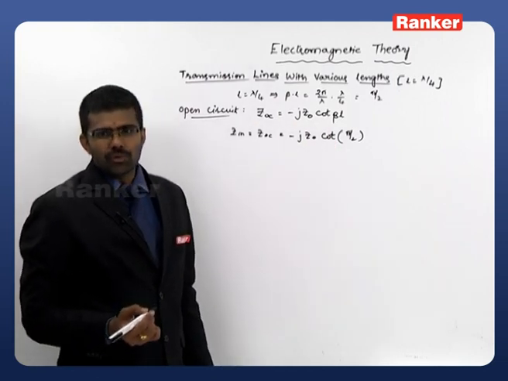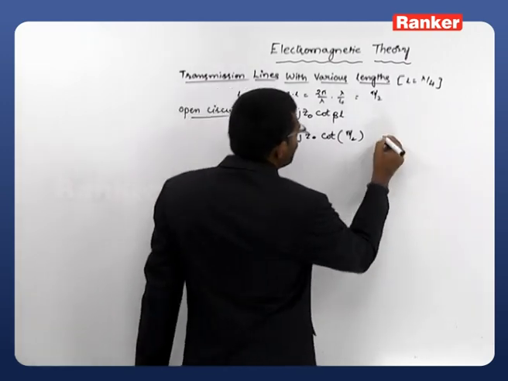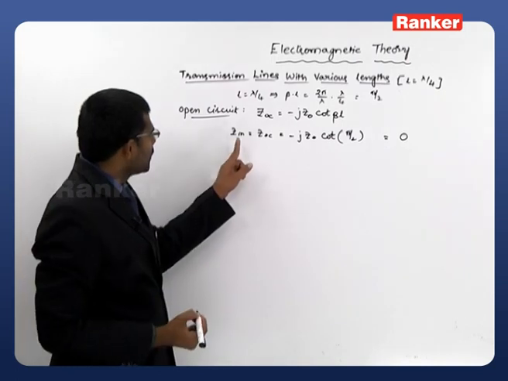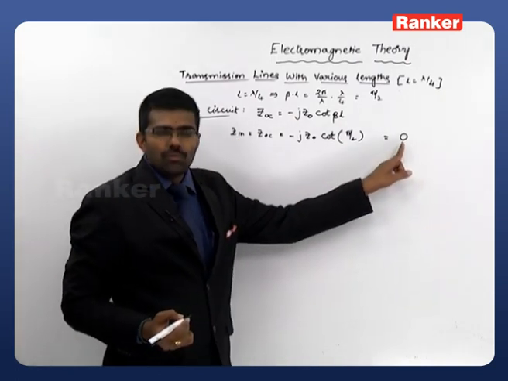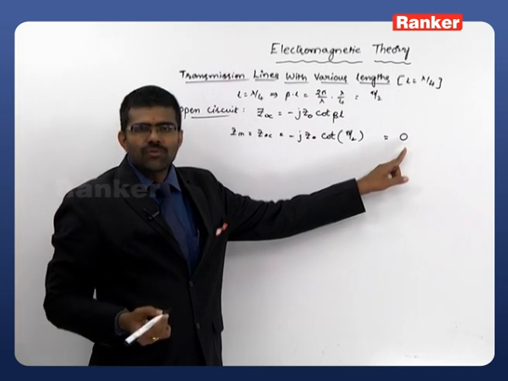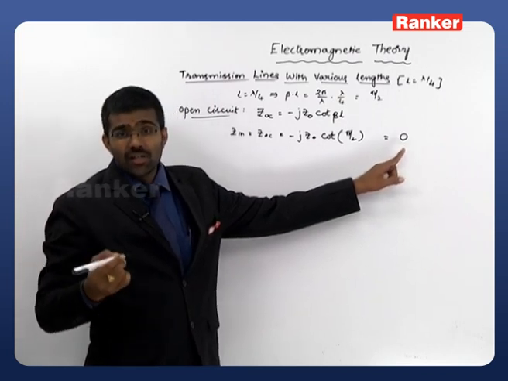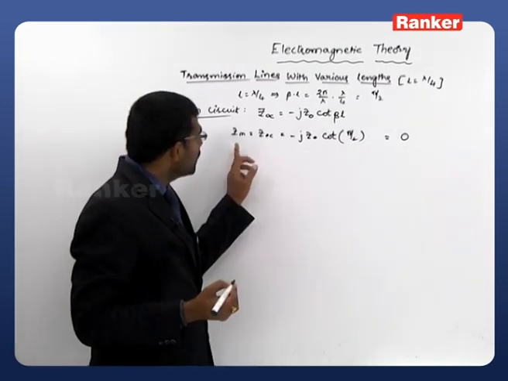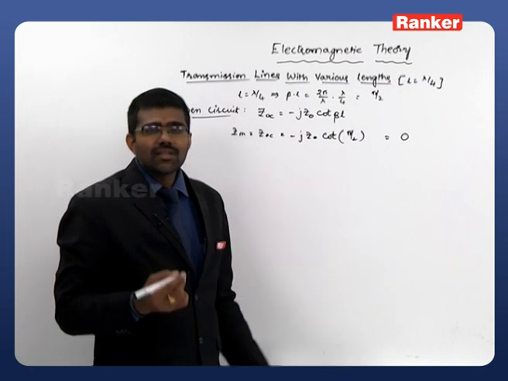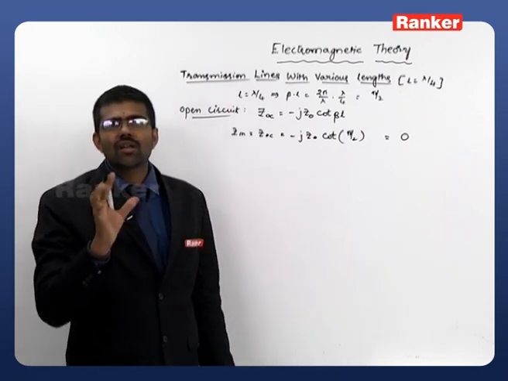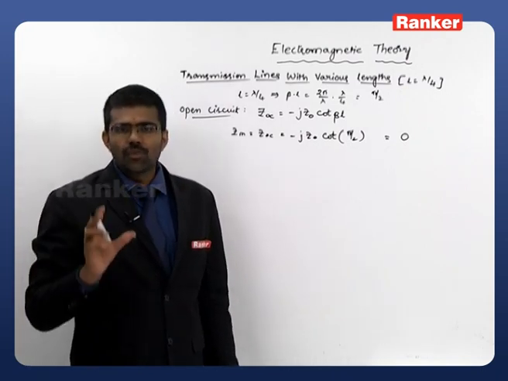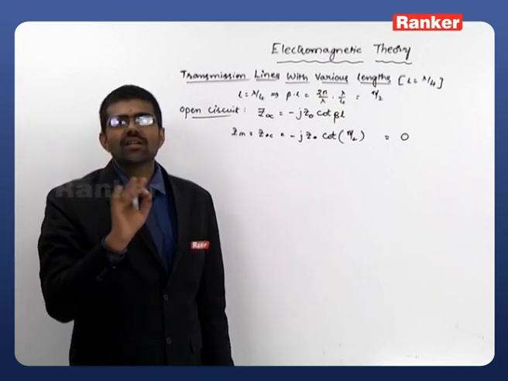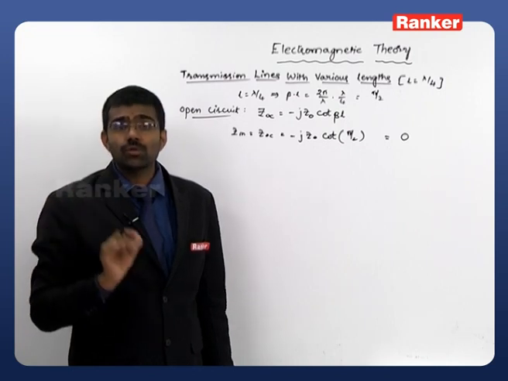So what is cot pi by 2? Simply it is equal to 0. What you can observe from this particular term? The input impedance is 0. Just recollect the concept of your circuit theory: at resonance for a tank circuit or parallel LC circuit, whenever we are observing the impedance as 0, simply that can be replaced with a series combination of L and C. So whenever there is a series combination of L and C at resonance, clearly the impedance is 0. That is the point you are supposed to remember.